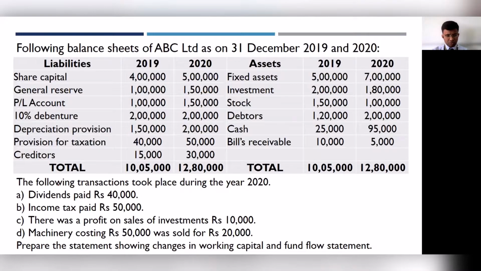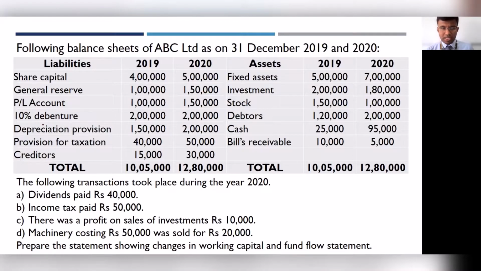Here, if you notice, we have some adjustments. So we have to prepare a ledger account for fixed assets. Investment as well. Similarly, there are some changes. So for this, we will have to go about with the preparation of one ledger account. Stock, this will go into schedule showing changes in working capital. Debtor, this will also go into schedule showing changes in working capital. Similarly for cash and bills receivable.